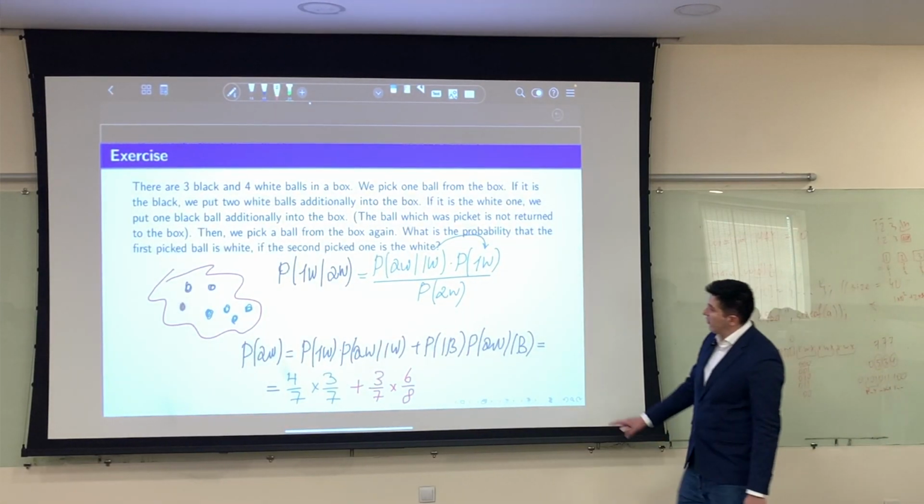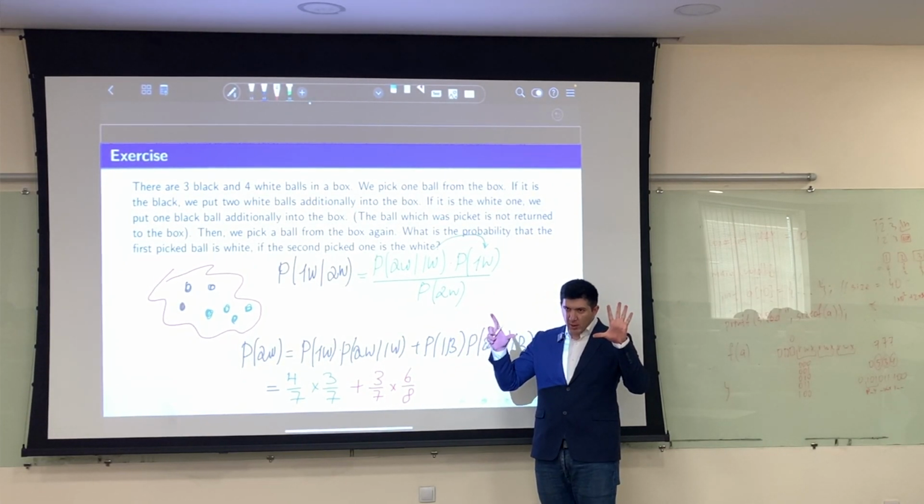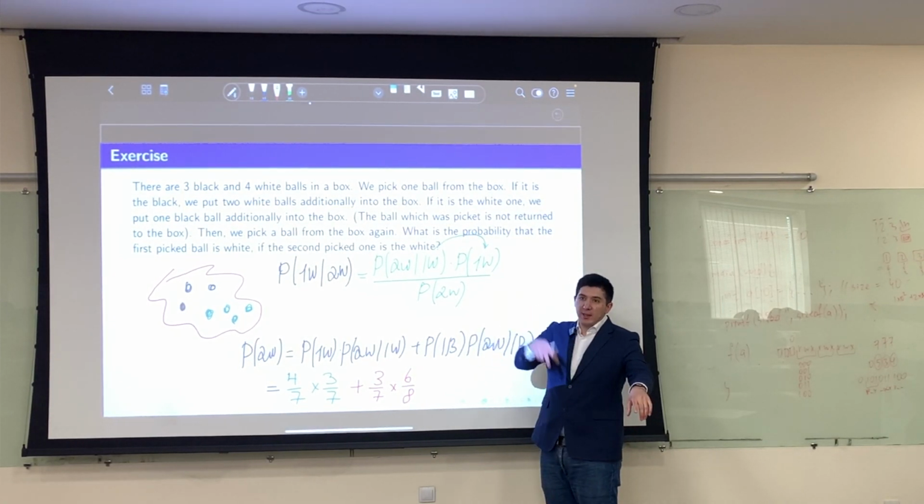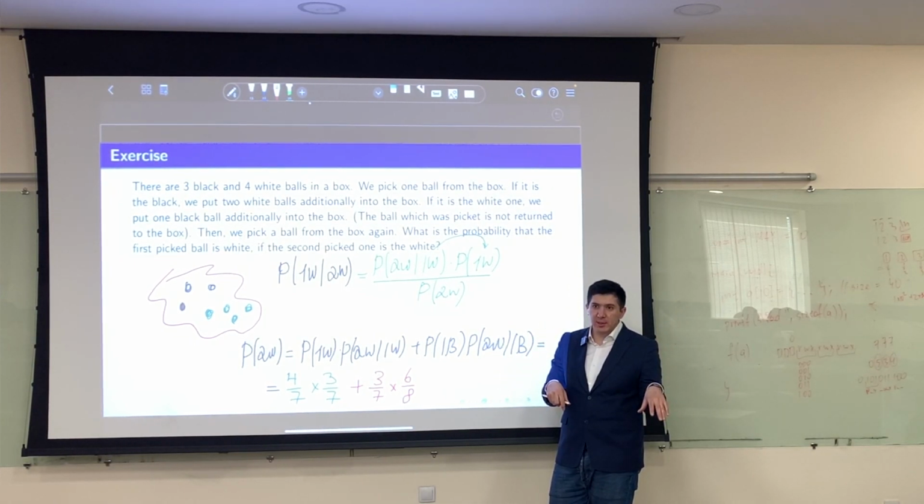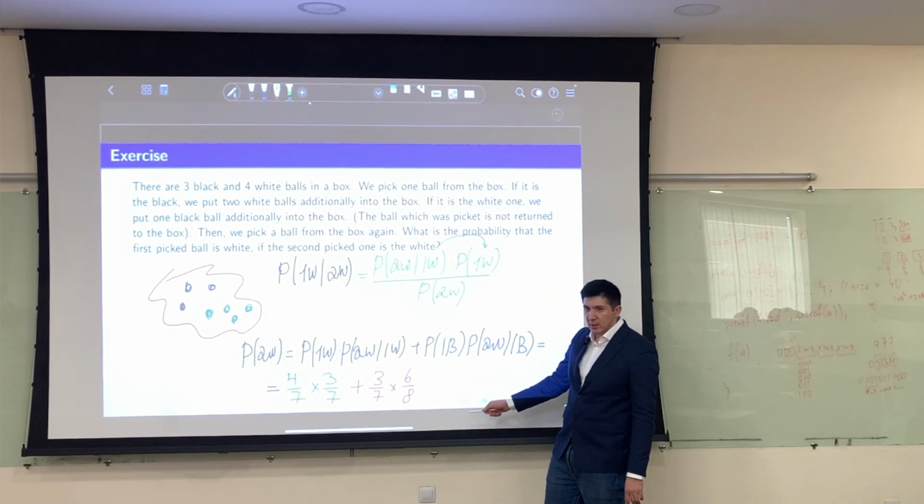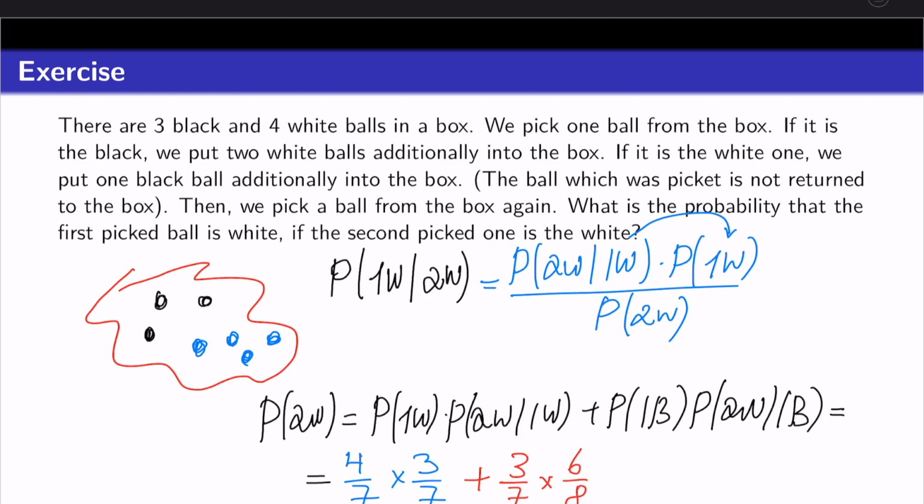right? Because if the first ball is black, there are 7 balls, okay? You choose 1 ball. How many balls are left? 6, right? And now instead of 1 black, I'm going to put 2 whites. There will be 8 balls, and 6 of them are going to be white, okay? So that is why the probability of choosing white is going to be 6/8, okay? Do you have a calculator to calculate all of these things? So now you're going to put all of the numbers in here.